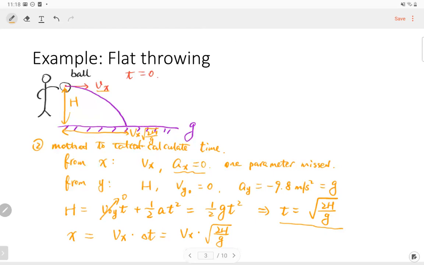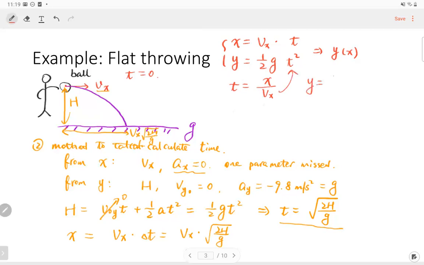Okay, so let's take a look at the trajectory. In the x direction, we have the x speed times the duration. In the y direction, we have 1/2 g delta t squared. Okay, these are the coordinates as a function of time. Let me remove the delta. And we have these two equations. Then we want to get the relation between y and x, so let's replace the time. Time from the first equation is x over vx. So we plug the time into the second equation. We get y equals 1/2 g times t squared, where t is x over vx, squared.